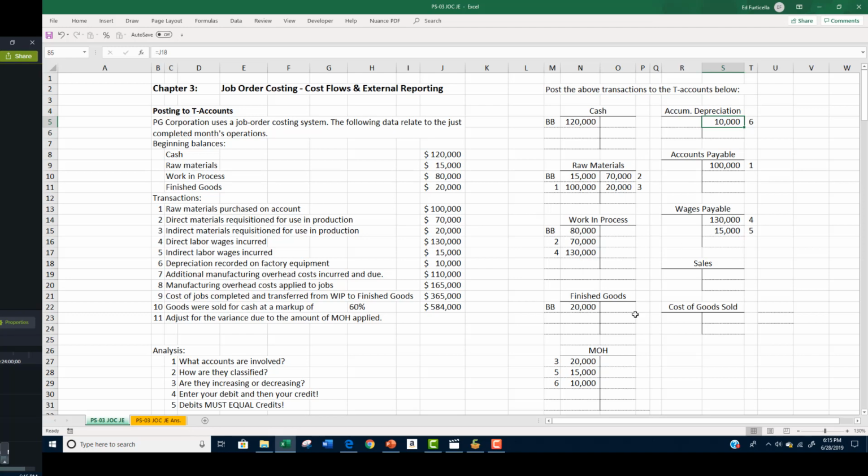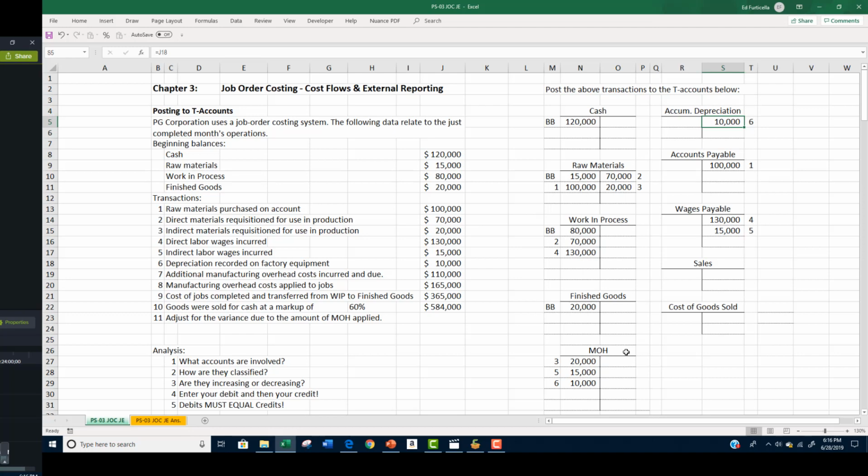So whenever we have depreciation on factory equipment or factory buildings, we're always going to debit manufacturing overhead and credit accumulated depreciation, because depreciation on anything used in the production process is an indirect product cost. Had the problem said there was depreciation to be recorded on the office building or office equipment, then we would have treated the transaction as a period cost and debited depreciation expense and credited accumulated depreciation.